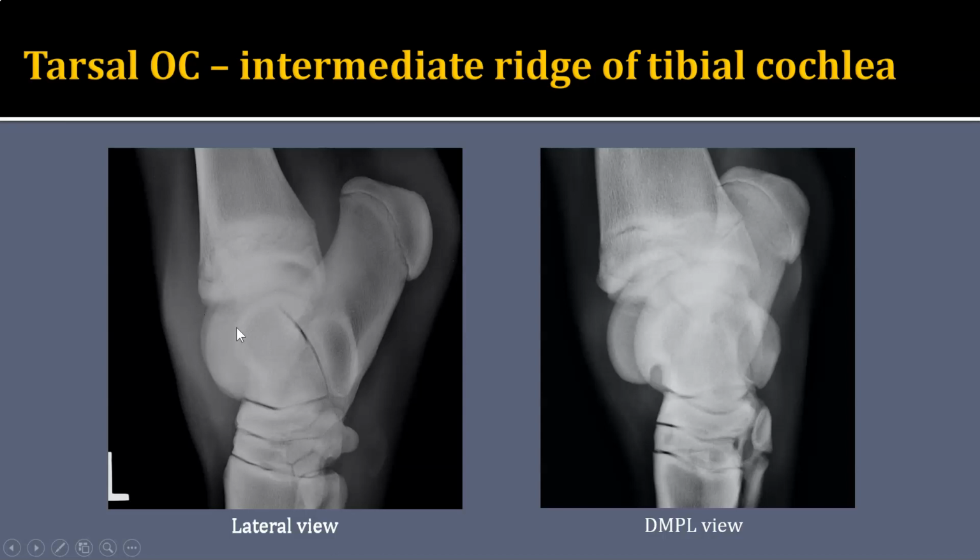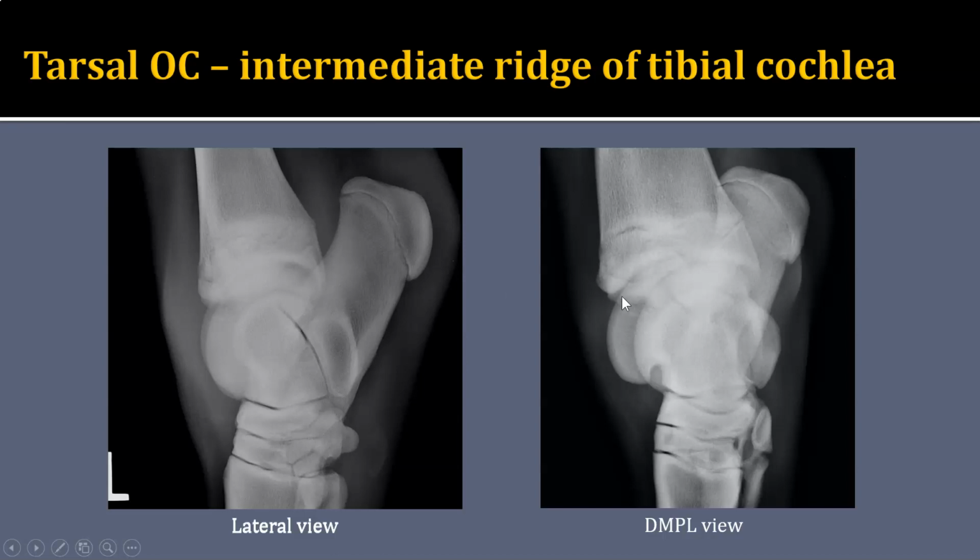In this patient, it's a little bit challenging to see this aspect of the intermediate ridge. However, it does look like that intermediate ridge is indistinct and not normally shaped, and there is maybe an osteochondral fragment here. But the finding is much easier to see on the DMPL. So these are the two views when we're assessing the intermediate ridge of the tibial cochlea.